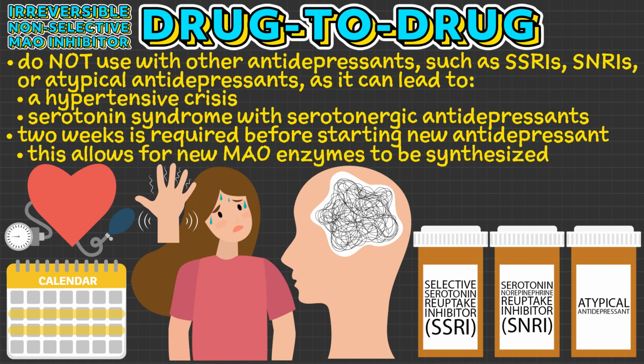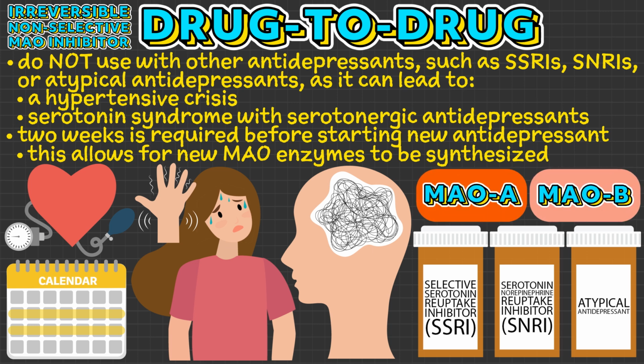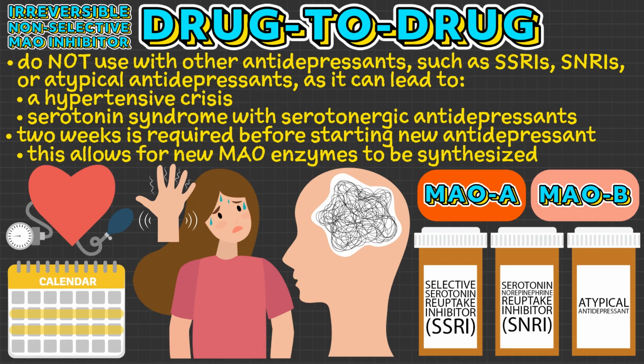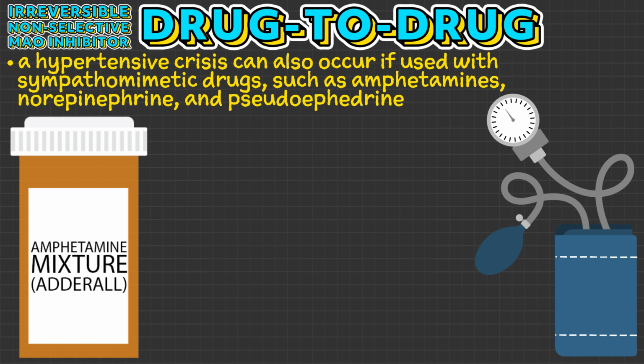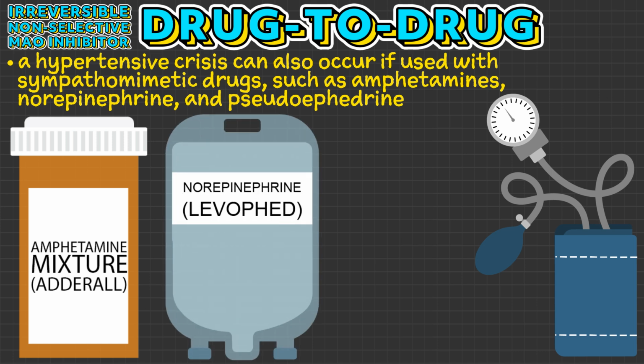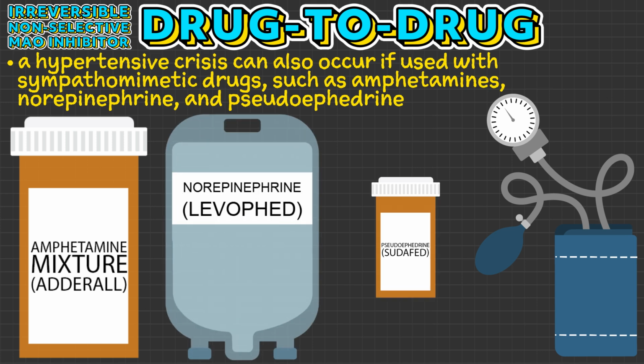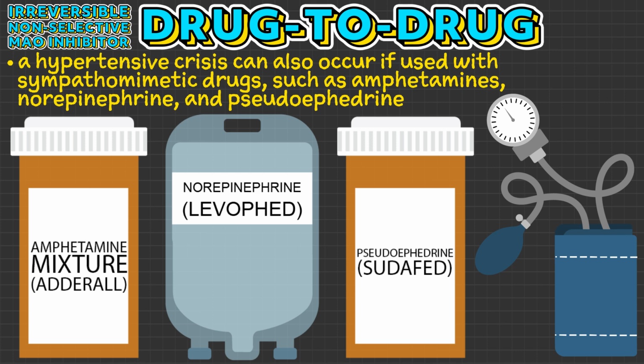This is necessary because the irreversible nature of these medications means that new MAO enzymes must be synthesized for their effects to diminish. Additionally, a hypertensive crisis can arise if these inhibitors are used with sympathomimetic drugs, such as amphetamines, a central nervous system stimulant, norepinephrine, a vasopressor, and pseudoephedrine, a nasal decongestant.